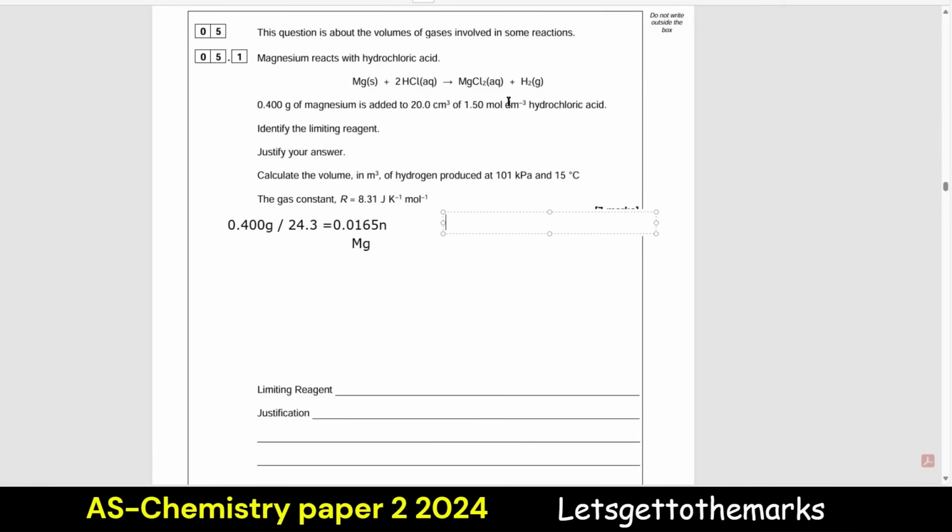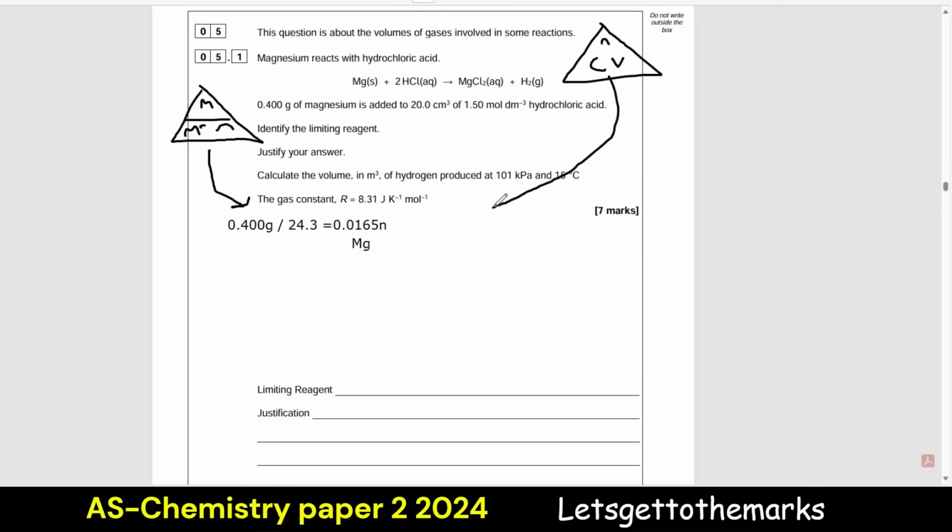Now let's work out our moles of hydrochloric acid. We've got 20 cm³ of 1.5 mol per dm³ hydrochloric acid. So what we want to use here is this equation, the one I used to work out the moles of magnesium. I'm now going to use this equation to work out the HCl. So for HCl, let's do 20 over 1,000.